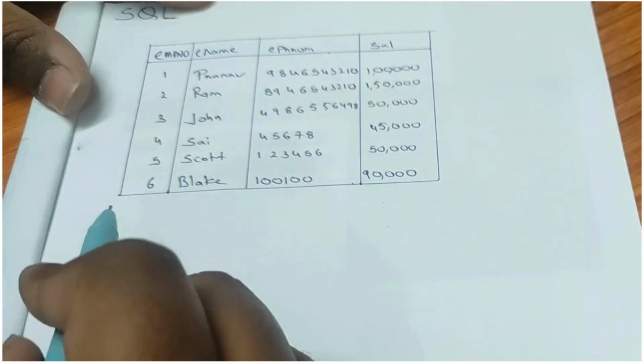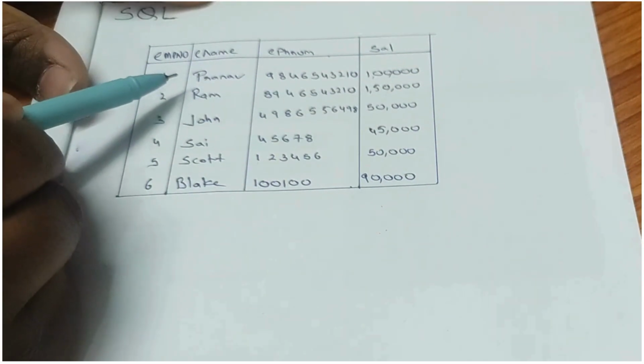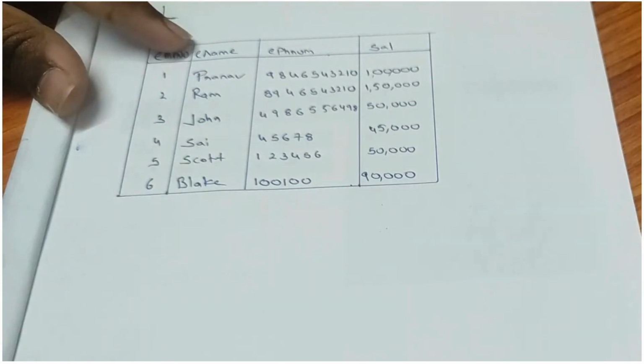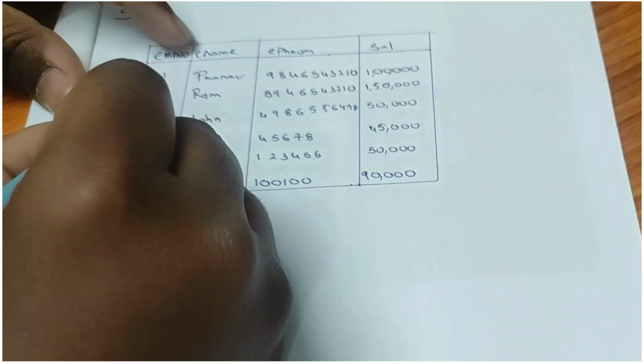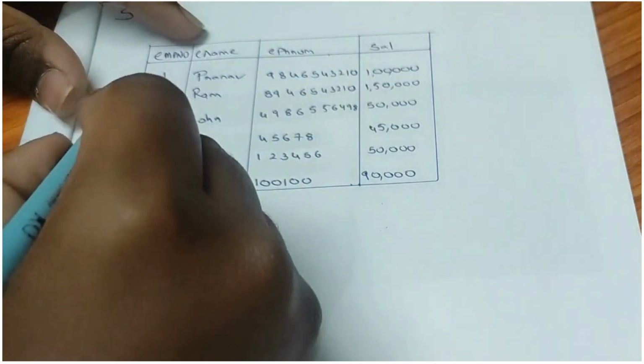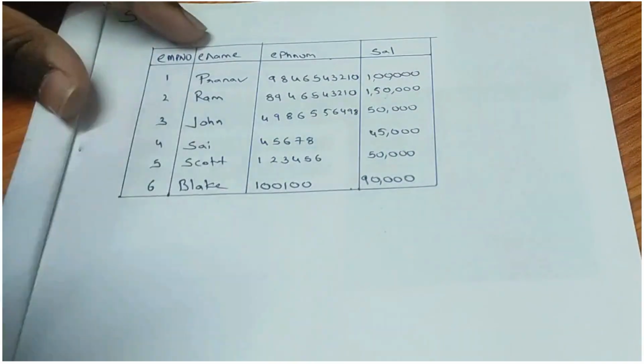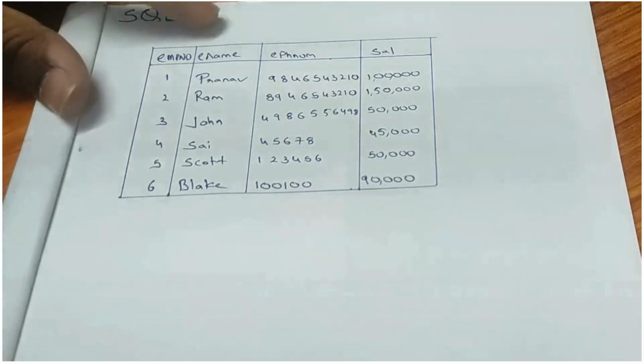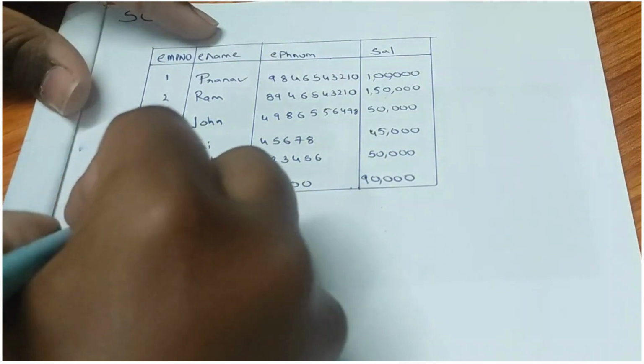Okay, so what is this name? This name is nothing but ename, employee name. So he is an employee. So basically we retrieve all the data through this ename. What is this? This is an attribute. Okay, so what is data?